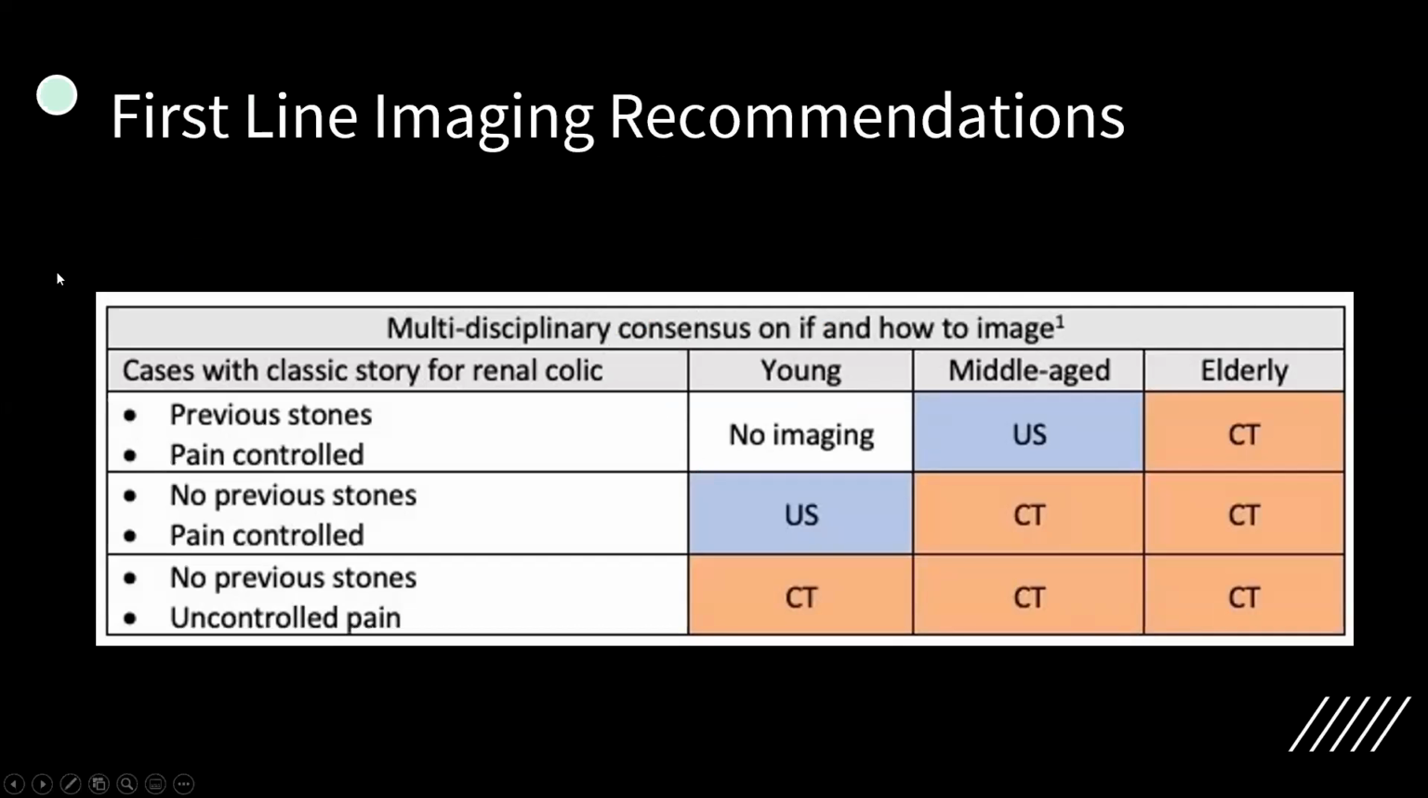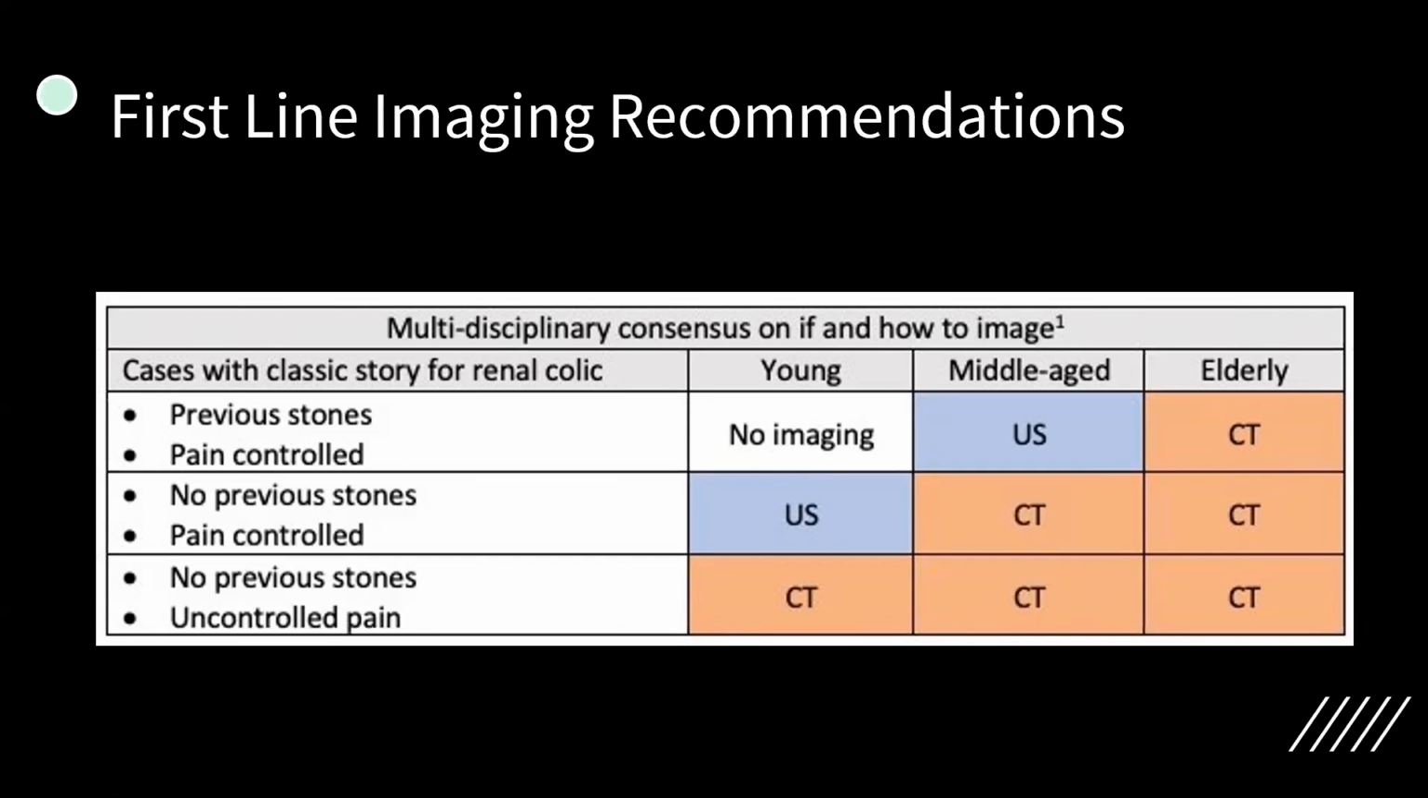So I stole this table from EM Cases, who actually did a quick hit of this particular study. And this just basically outlines the first line indications for imaging. And it just sums it up nicely. So when you have a young patient with previous stones and you get their pain controlled and they emerge, and their history is a classic story for renal colic, you really don't have to do any imaging on these patients.